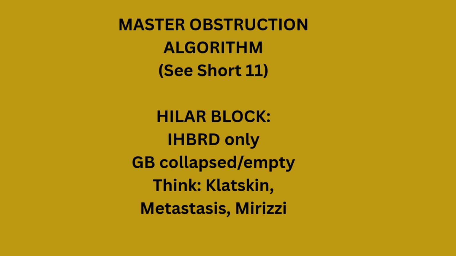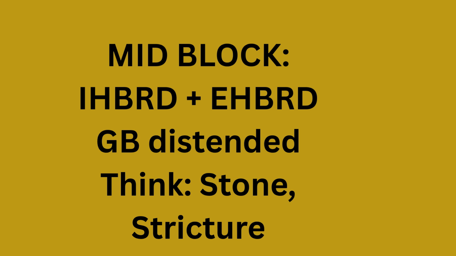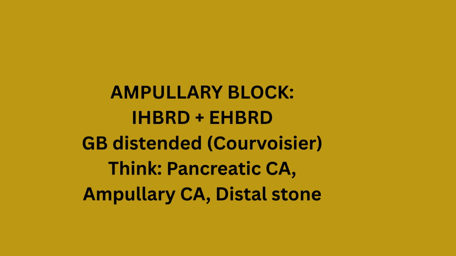Hilar block: only intrahepatic ducts dilate, gallbladder is collapsed and empty. Think Klatskin tumor, metastasis, or Mirizzi syndrome. Mid-level: both intrahepatic and extrahepatic ducts dilate, gallbladder distends if the cystic duct is patent. Think stones or strictures. Ampullary block: both ducts dilate, gallbladder dramatically distended, Courvoisier's sign. Think pancreatic carcinoma or ampullary carcinoma.